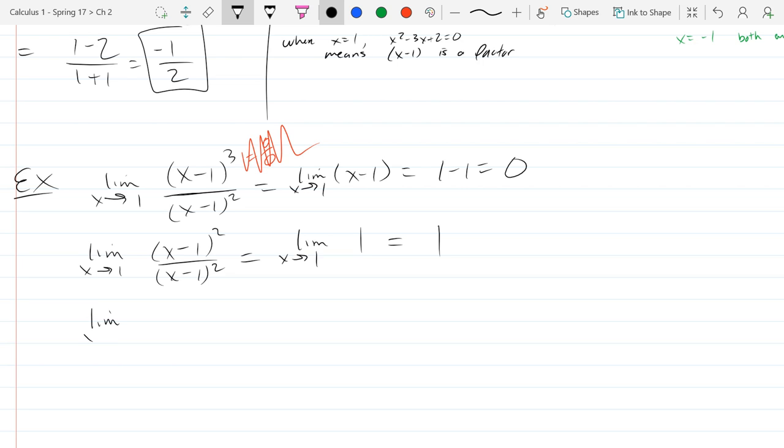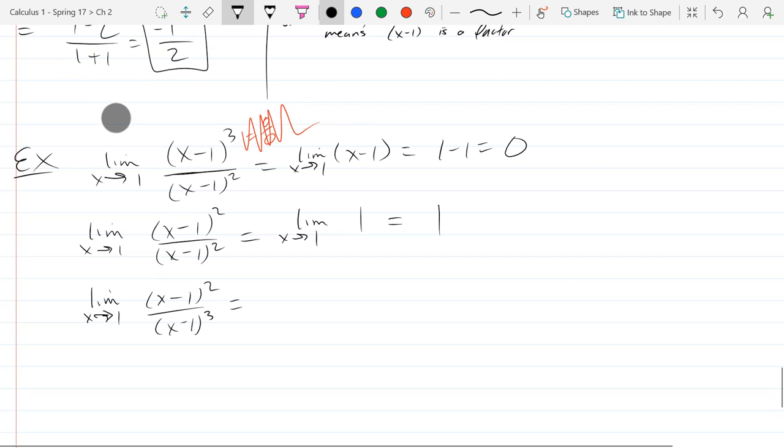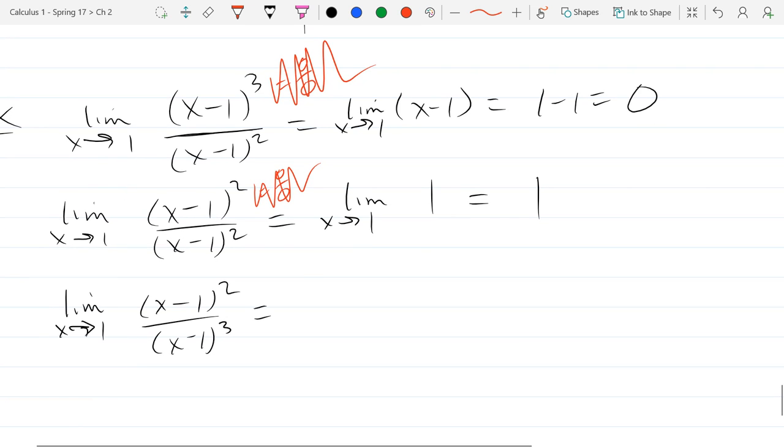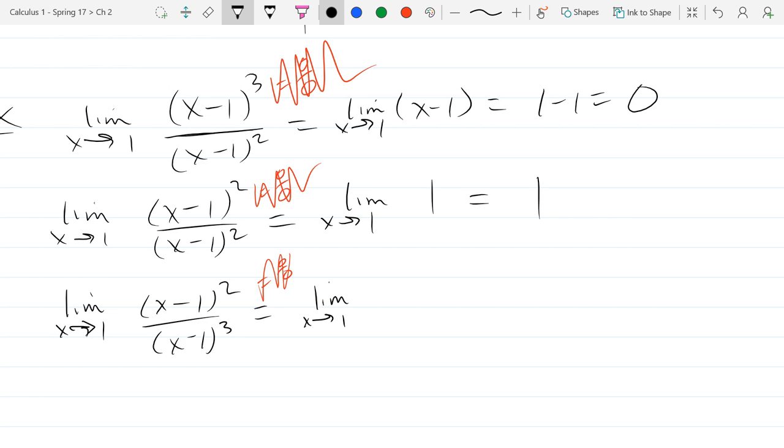All right, last one we'll do here. I'm going to make the denominator have more factors than the numerator. So, the intermediate step I'm not showing. You get 0 over 0 on all of these, which is the reason that I'm starting here. All of these are 0 over 0. And I'm showing you that 0 over 0 can go lots of different ways. So this one is 0 over 0 if you just plug in the x value. So the quotient rule is not applicable.